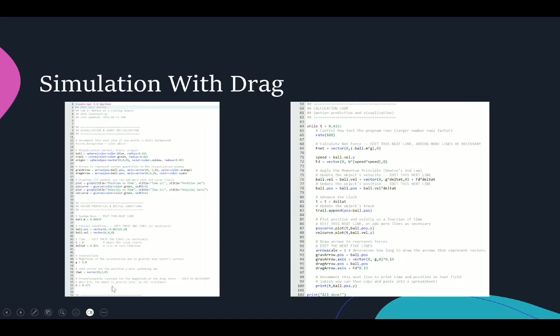So for the simulation with drag, we now have a b value. Our drag is equal to that b value times speed squared. This force drag shows up in our velocity vector. And then for our position update formula, we have to use the one for when force is not constant because drag is not constant. And then for our arrows, we now also have a drag arrow, and this 0.15 is just an arrow scale.